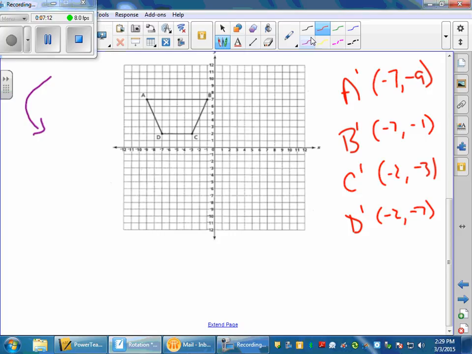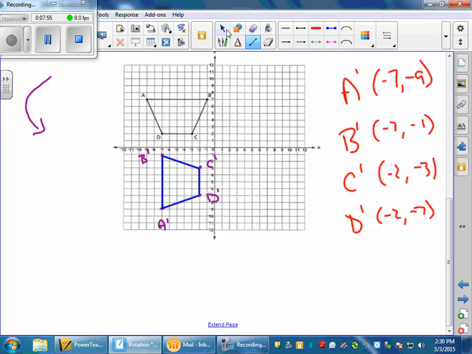I have A prime is -7, -9. So -7, comma, -9 is going to be down here. So there's my A prime. B prime is -7, comma, -1, which is right here. There's my B prime. C prime is -2, comma, -3. So there's my C prime. And then D prime is -2, comma, -7. Hopefully you guys see that this is the same exact size and shape after I connect these lines. Make sure that everything is all labeled correctly. And that is how you rotate something 90 degrees.